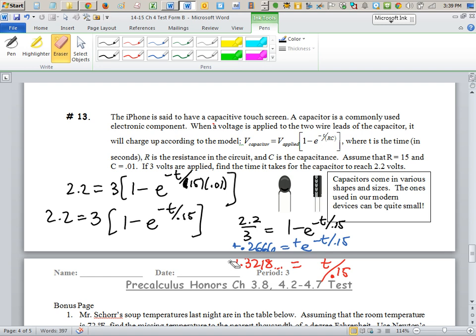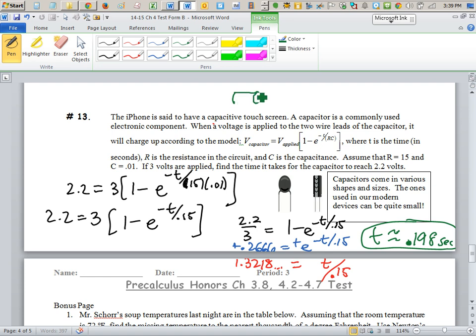Multiplying by 0.15 gives me 0.198 rounded to the nearest thousandth. So t is about 0.198, and this is measured in seconds. So in under 1/5 of a second, the capacitor is charged to about 2/3 of the voltage you applied.